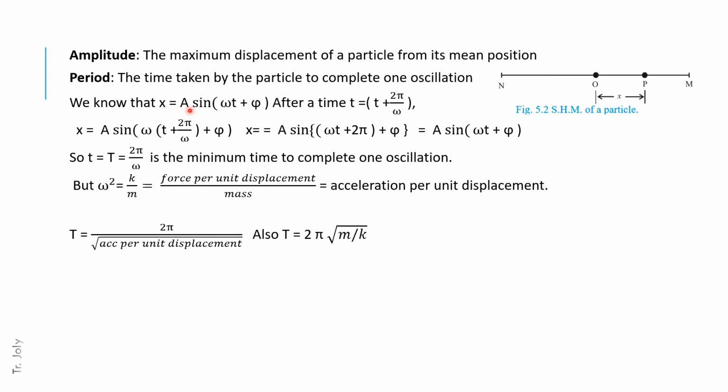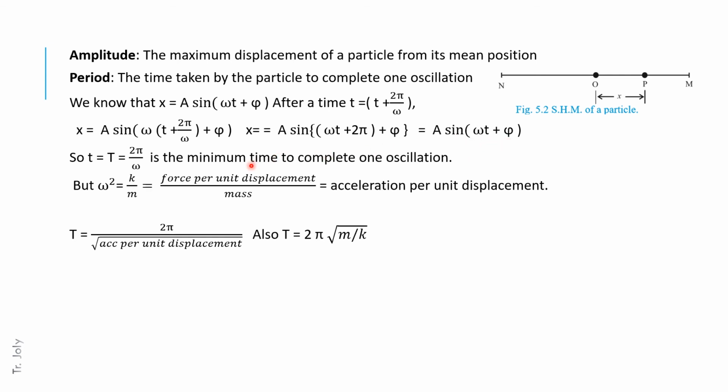We know that x equals a sin(omega t plus phi). In the place of t, you substitute t plus 2 pi by omega. So we can write x equals a sin of omega times (t plus 2 pi by omega) plus phi. Multiply omega with each term. So you will get a sin(omega t plus 2 pi plus phi). But sin(2 pi plus theta) is equal to sin theta. So you will get again x equals a sin(omega t plus phi).